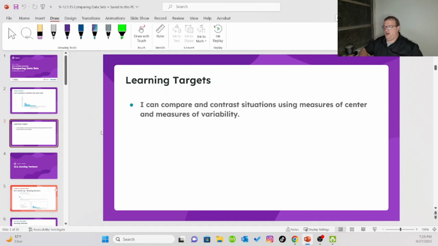So our learning target for today, by the end of the lesson, you should feel comfortable saying, I can compare and contrast situations using measures of center and measures of variability.